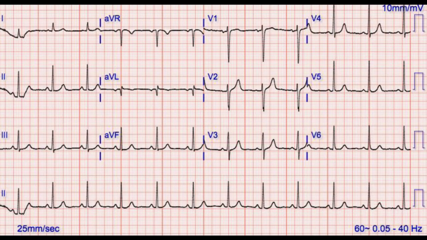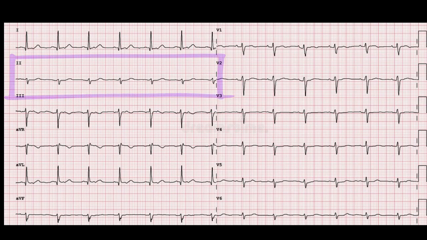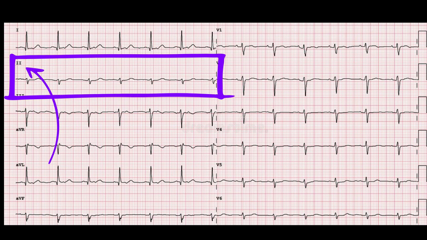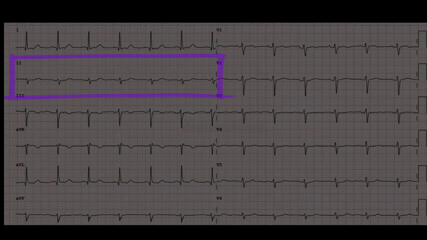Let's start the analysis of an EKG strip. To have an accurate analysis of a 12-lead EKG, we have to look at the rhythm strip, which is usually lead 2. Alternatively, we can use lead 2 if we have at least 6 seconds of EKG tracing.